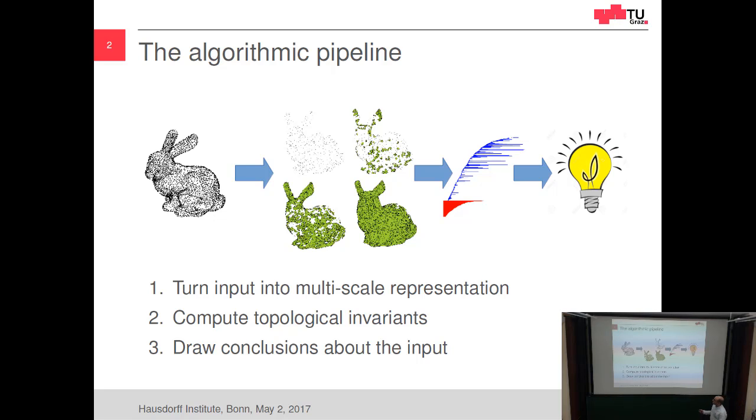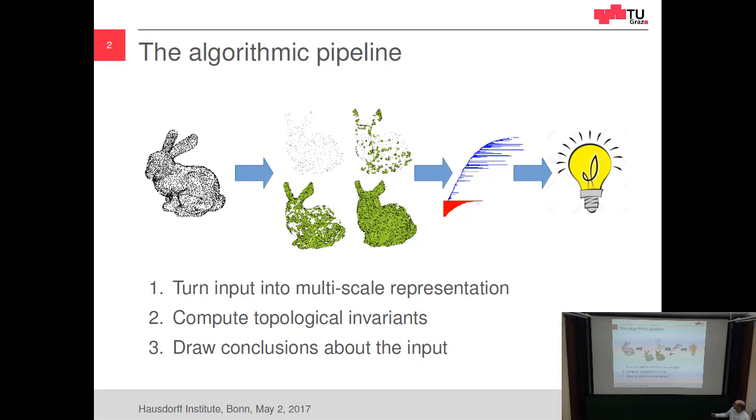So first, out of your raw data, or point cloud data, usually you compute some multi-scale representation of the shape. And we learned about Rips and Čech complexes. Yeah, I guess most of you know about these constructions. Then you have to compute the barcode out of this. And I talked about matrix reduction on Friday, and we just heard about it again.